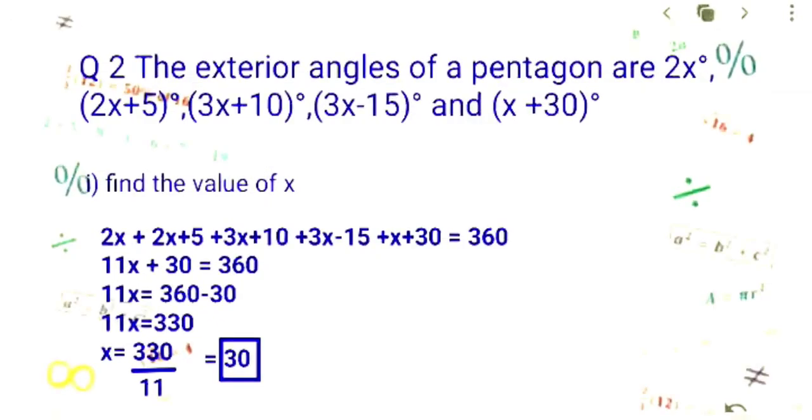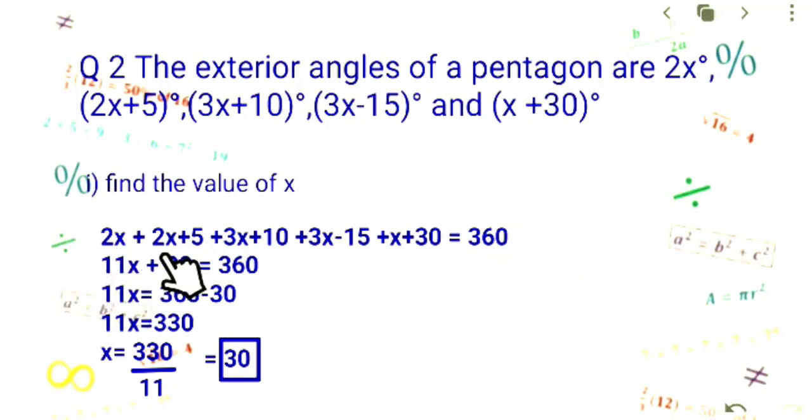Now, the steps that we took are as follows. The first step that we took was that we added 2x with 2x plus 5 with 3x plus 10 with 3x minus 15 and x plus 30. And the sum of all the exterior angles, as we know, is 360. So we wrote it is equal to 360. So our equation was formed.